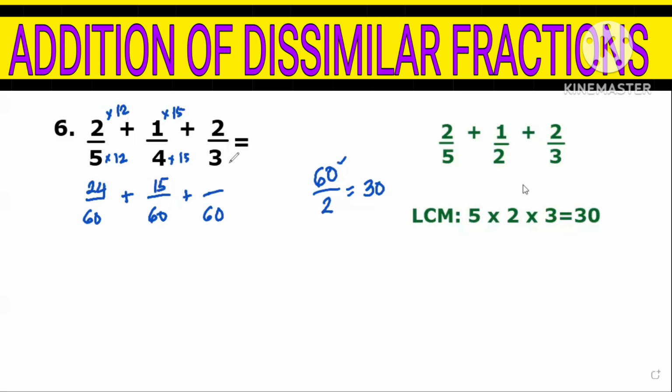And finally, for 2/3, multiply si 3 kay 20. Multiply 2 by 20, we get 40 over 60. So taking the sum of the numerators, we have 24 plus 15 is 39, plus 40 is 79 over 60. Can we still reduce to lowest term? I don't think so, because 79 and 60 do not have a common factor. So 79 over 60 is our final answer. Okay?